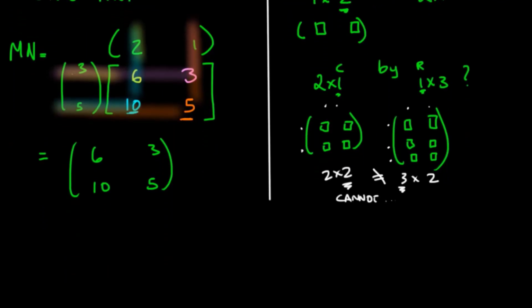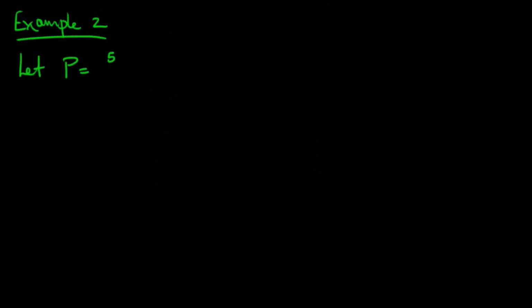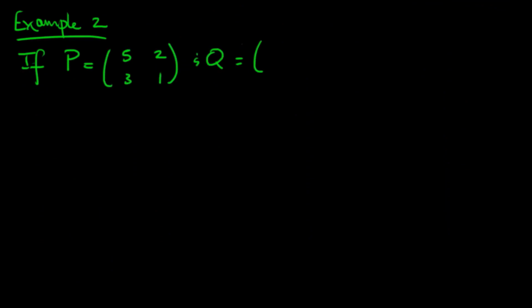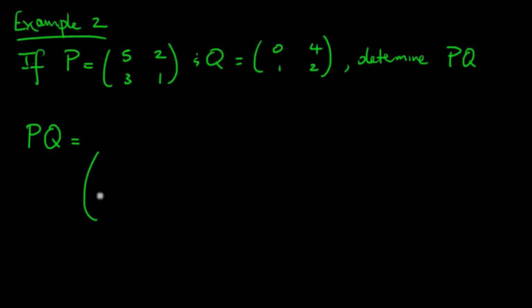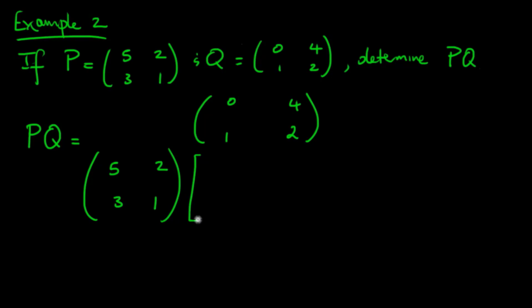Now let's do a harder one. Okay. Now let's say that I had two matrices, P and Q, and I want to multiply them. So let's apply the same idea. So I want to find PQ, and I'm going to put down P. So that's going to be 5, 2, 3, 1. And I'm going to put up Q, which is 0, 4, 1, 2. And I want to find the matrix that results. So that means I want to find the matrix that would be right here.